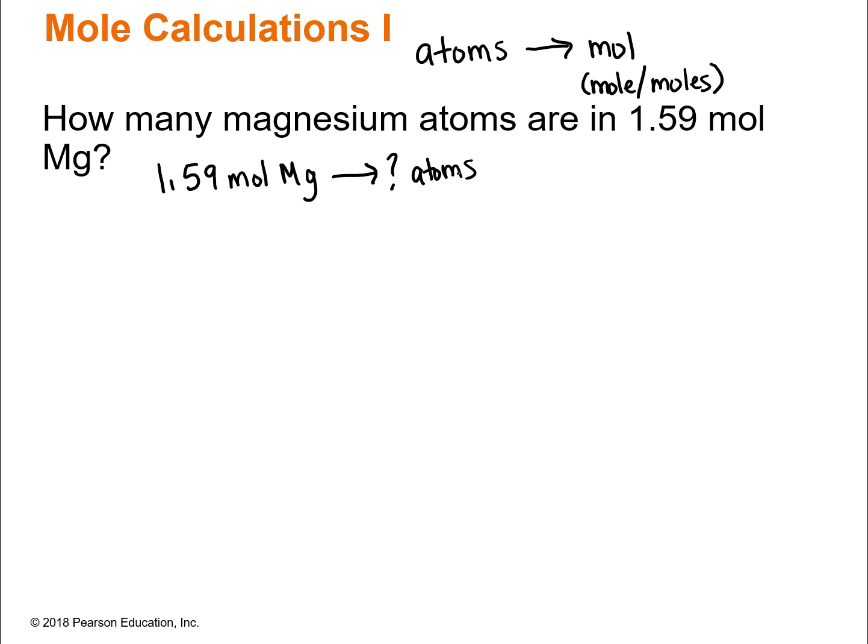Then we write out what we know in terms of how to convert. The way that we connect moles and atoms is Avogadro's number. And we can write that as a unit factor.